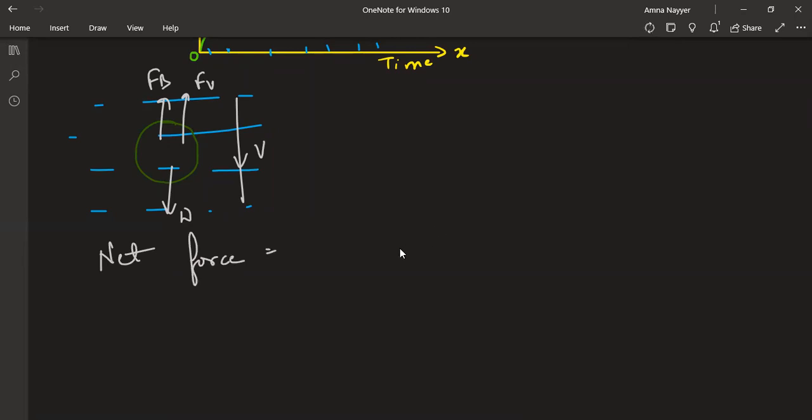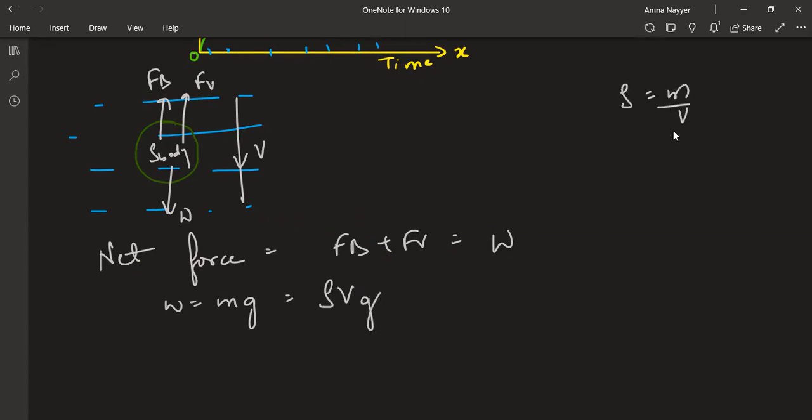Look here, net force will be FB plus FV equal to weight of the body. What is weight? Weight is mg, or you can say, let's say density of body is rho, so rho Vg. Why rho Vg? See, density is mass by volume, so mass will be equal to density into volume. So rho Vg. This is weight.